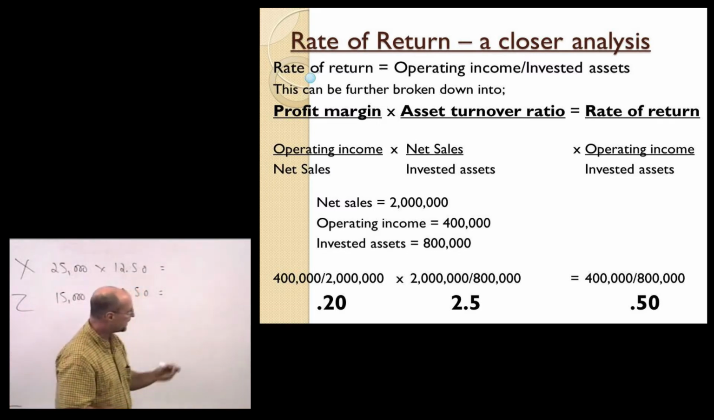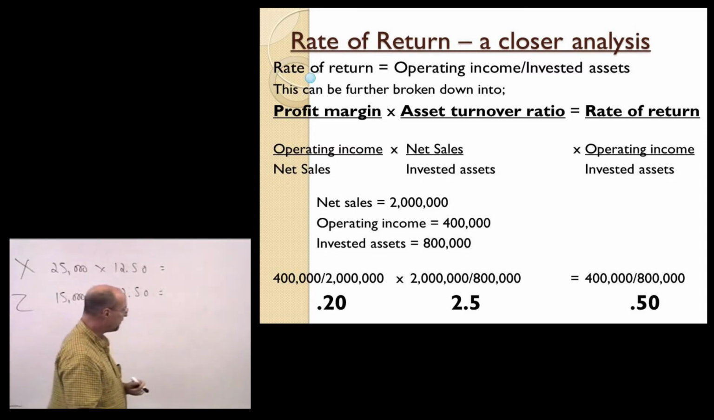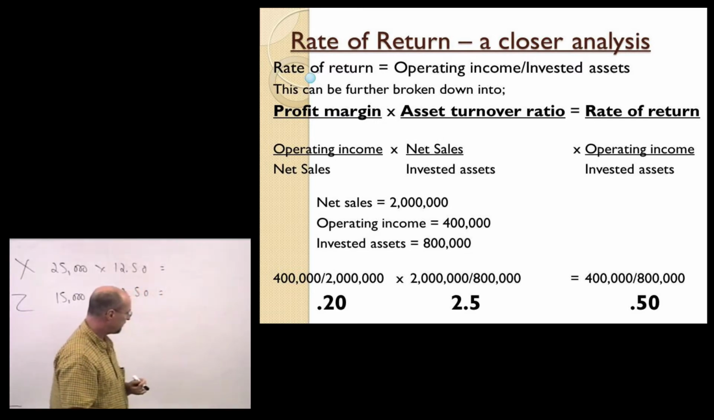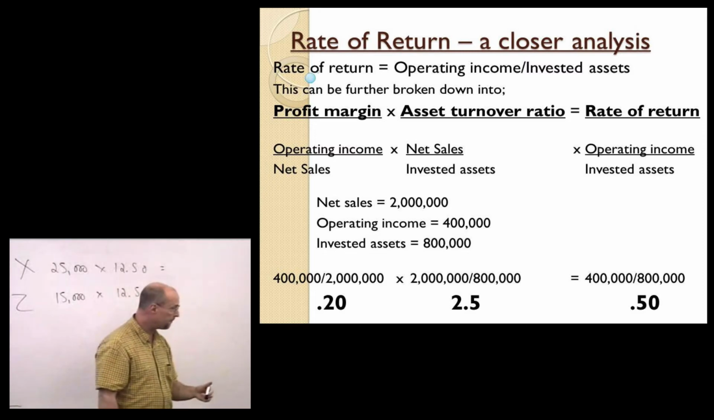Okay, let's take a quick example. Net sales, $2 million. Operating income, $400,000. Investment in assets, $800,000. So my profit margin would be, and it might have gotten cut off on your slide there. Let's see, operating income, $400,000 divided by net sales of $2 million, 20%. Asset turnover ratio, net sales of $2 million divided by invested assets of $800,000, 2.5 times, or 2.5 over 1.